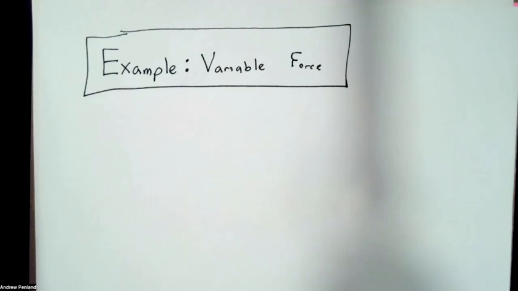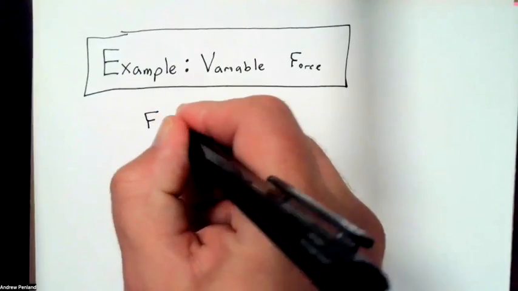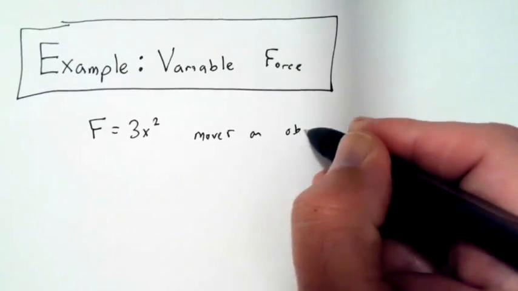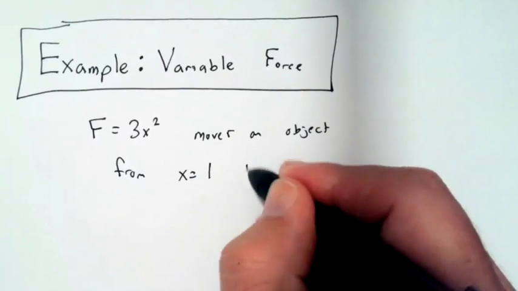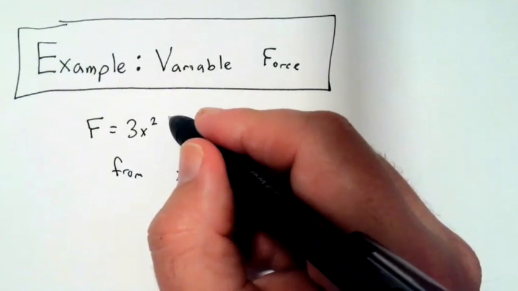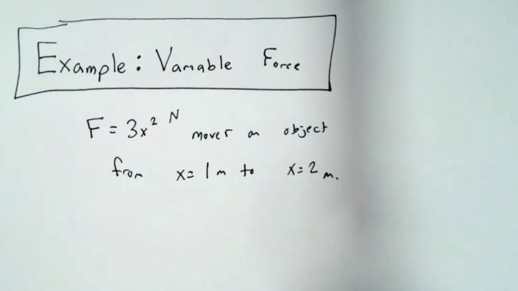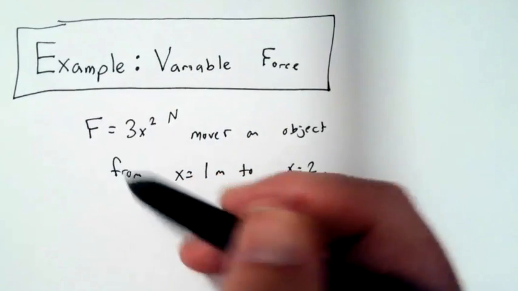To make this discussion less abstract, let's talk about a specific type of physical object. Here's an example of a variable force problem. Suppose we have a force of 3x squared that moves an object from x equals 1 to x equals 2. And let's say the force here is in newtons. We're moving from x equals 1 meters to x equals 2 meters. This is a variable force because it depends on x.